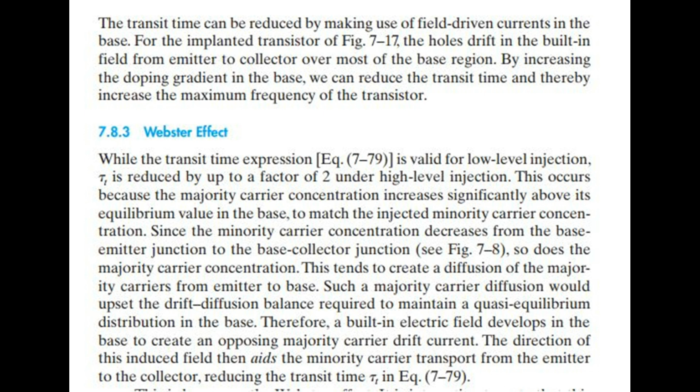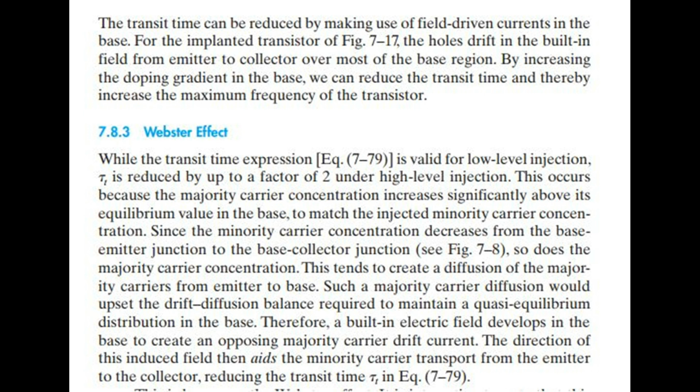7-79 is valid for low-level injection, Tt is reduced by up to a factor of 2 under high-level injection. This occurs because the majority carrier concentration increases significantly above its equilibrium value in the base, to match the injected minority carrier concentration. Since the minority carrier concentration decreases from the base-emitter junction to the base-collector junction, see Fig 7.8, so does the majority carrier concentration. This tends to create a diffusion of the majority carriers from emitter to base.